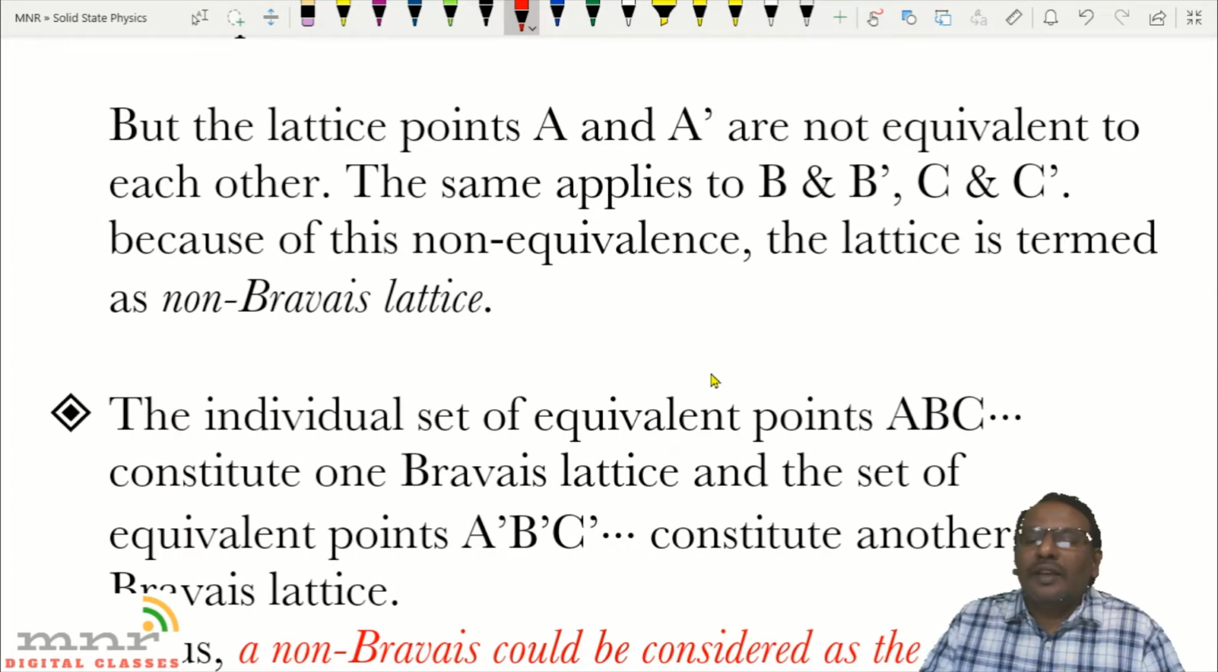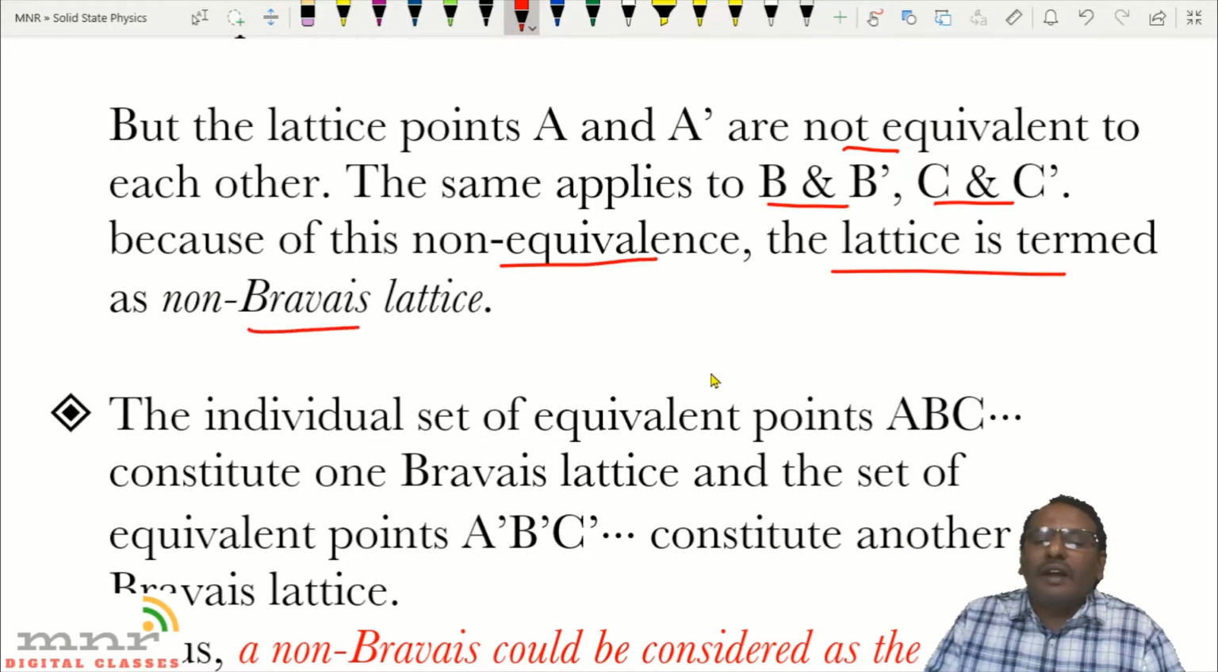Now the same concept is explained again. If we take A and A dash, they are not equivalent. Similarly, if we take B, B dash, they are not equivalent. C, C dash, they are not equivalent. Because of this non-equivalence, the space lattice is termed a non-Bravais lattice.